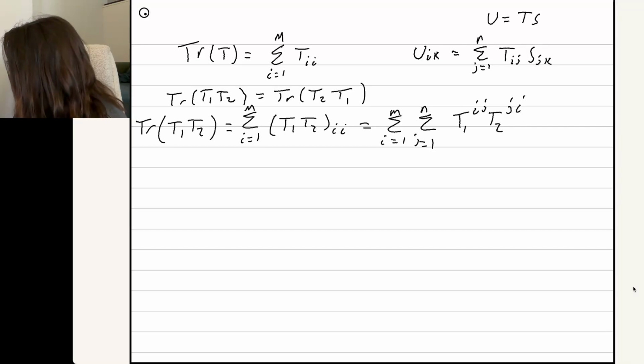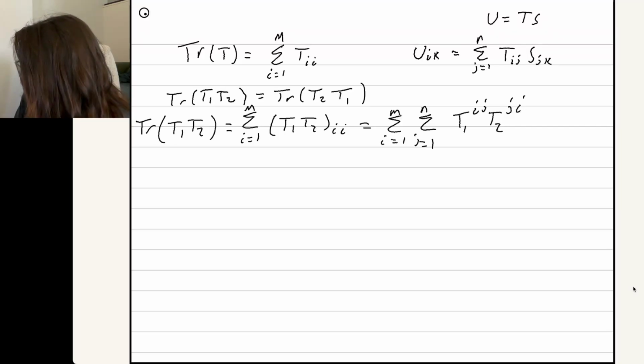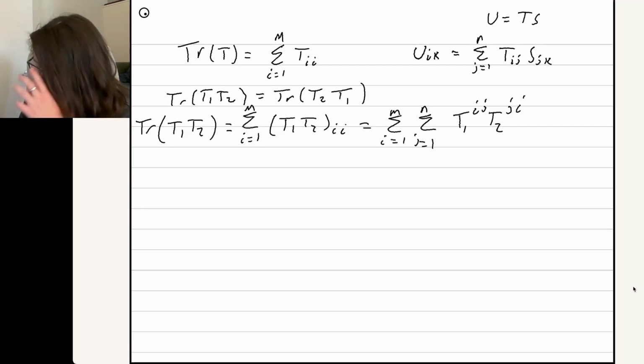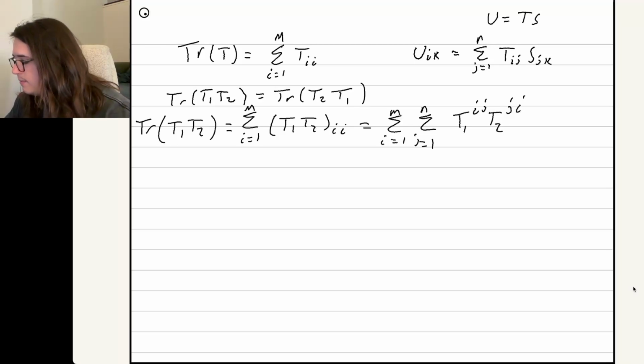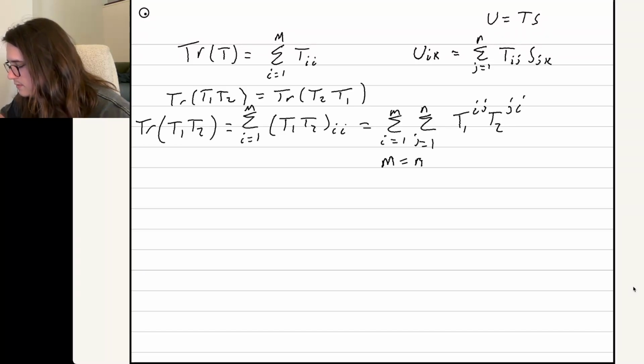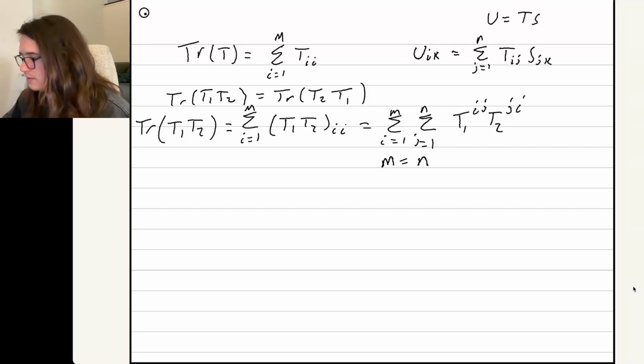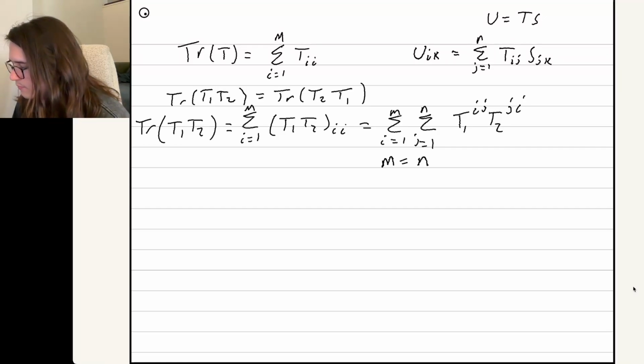So it's that. We have a sum over i to m and a sum over j to n, but m is actually equal to n because both of these numbers just represent the size of the matrix, how many rows it has, how many columns it has. So therefore we can replace the indices freely.